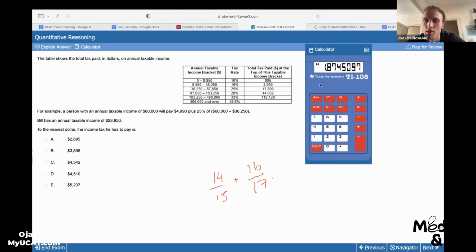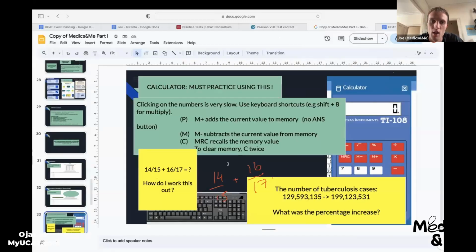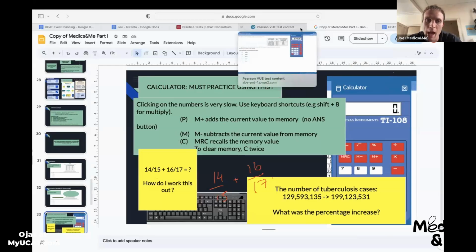So it really helps to use these shortcuts. If you get familiar with them, it can really save a lot of time. So if we just flip back, we can see the letter P you can use for memory addition, M for memory subtract, and C for memory recall. So if you get familiar with using P, M, and C with the calculator, it can really help.